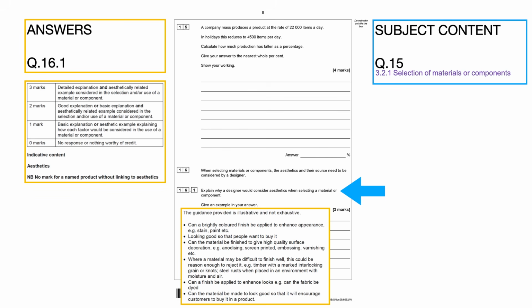So if you say something outside of these bullet points that is worthy, you will also get credited those marks. So bullet point 1, can a brightly colored finish be applied to enhance appearance? So for example, can the material be stained or painted? Number 2, does the material look good so people want to buy it?